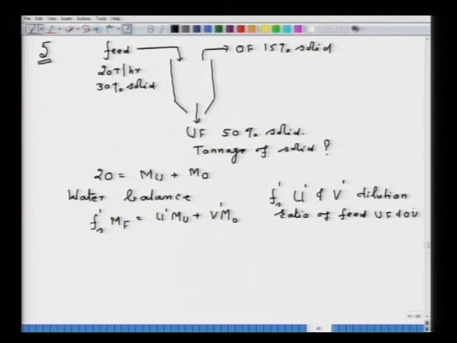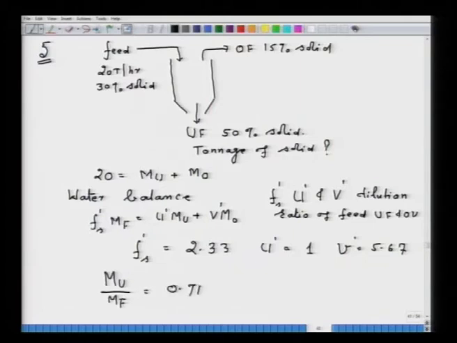Now, we can calculate the dilution ratios. The dilution ratio F dash S you can calculate yourself, and that value is 2.33. For U dash, the dilution ratio of underflow is equal to 1, and the dilution ratio of overflow is equal to 5.67. So now I can calculate MU upon MF from the dilution ratios, and this will be equal to 0.715. You can calculate these values yourself, because the formula is given to you and you know how to calculate.